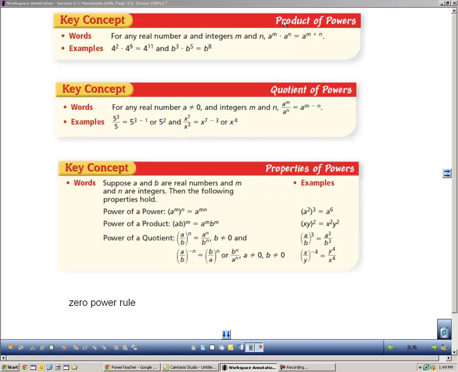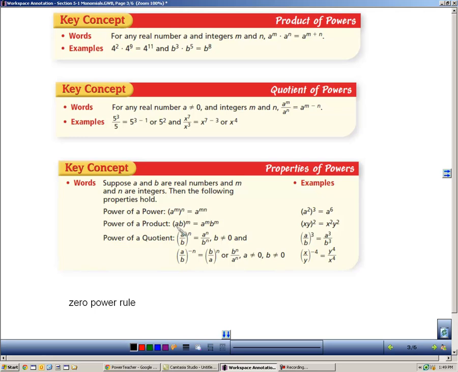Here you have a review of all the exponent rules you learned in algebra. I'm going to briefly go over them. When you multiply bases that are the same, you add the exponents. That's the product of powers rule. Quotient of powers rule says when you divide bases that are the same, you subtract the exponents. The power of a power rule says when you have an exponent going to another exponent, you multiply those.